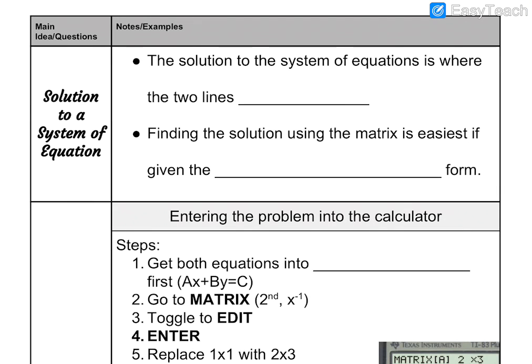Hello class, today we're going to be learning the other way of solving a system of equations using the calculator. This is by using what we call a matrix. So just a reminder, the solution to the system of equations is where our two lines cross.